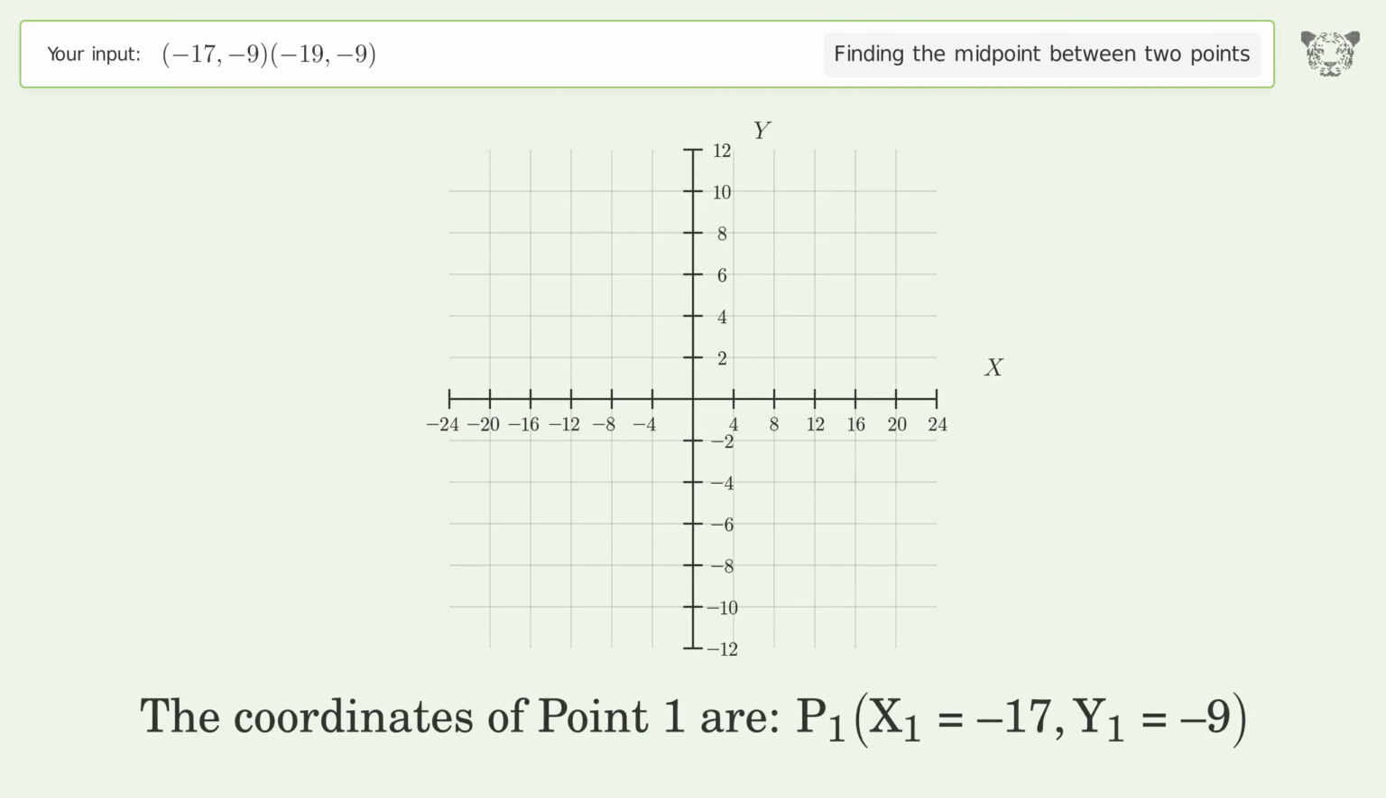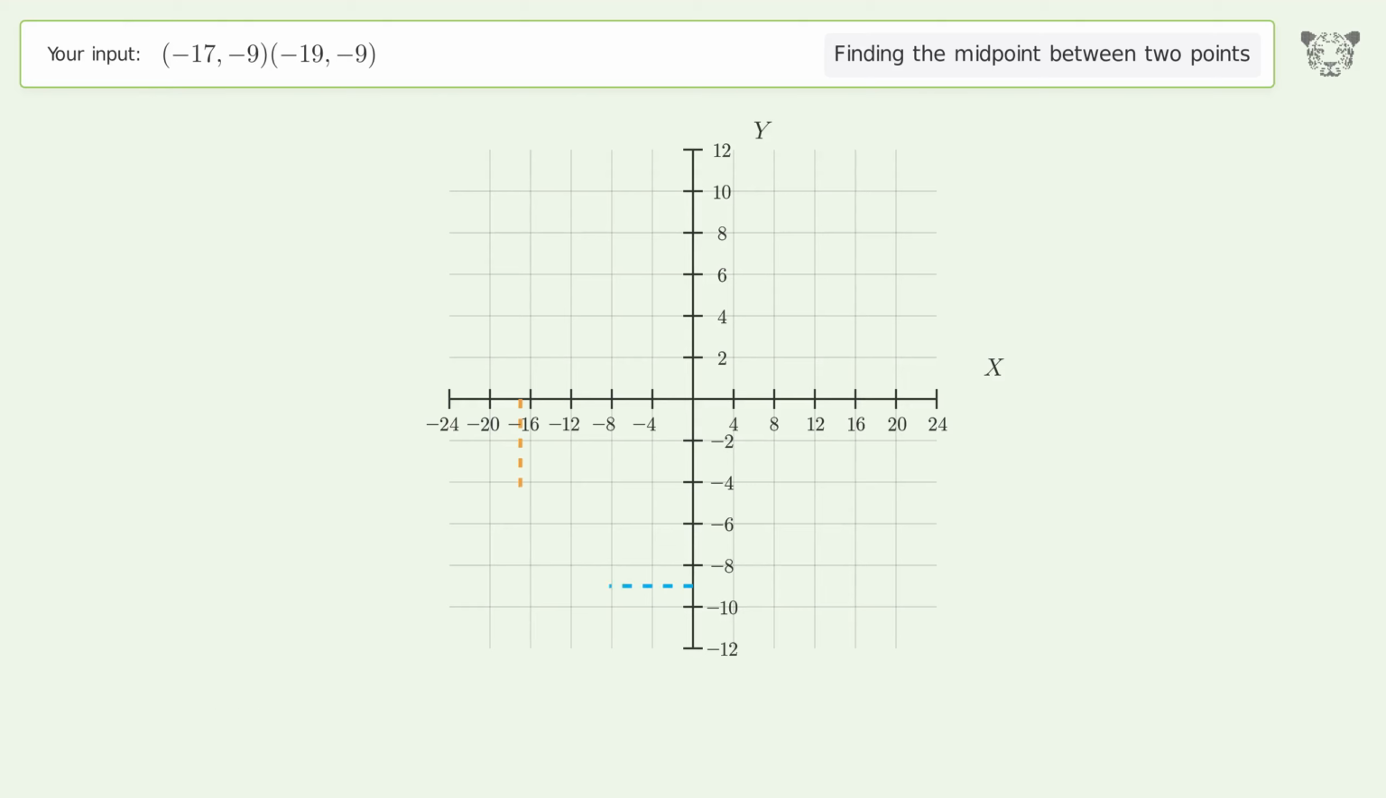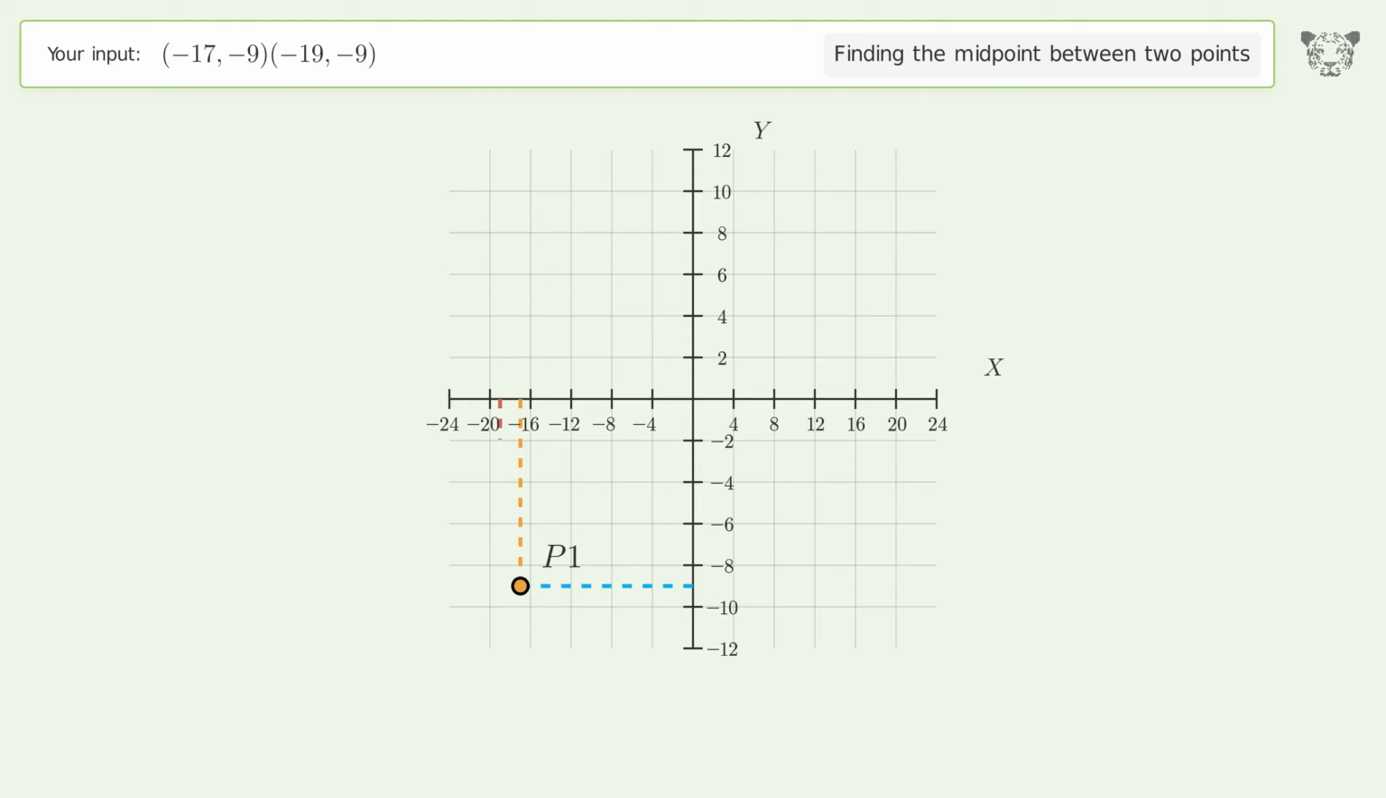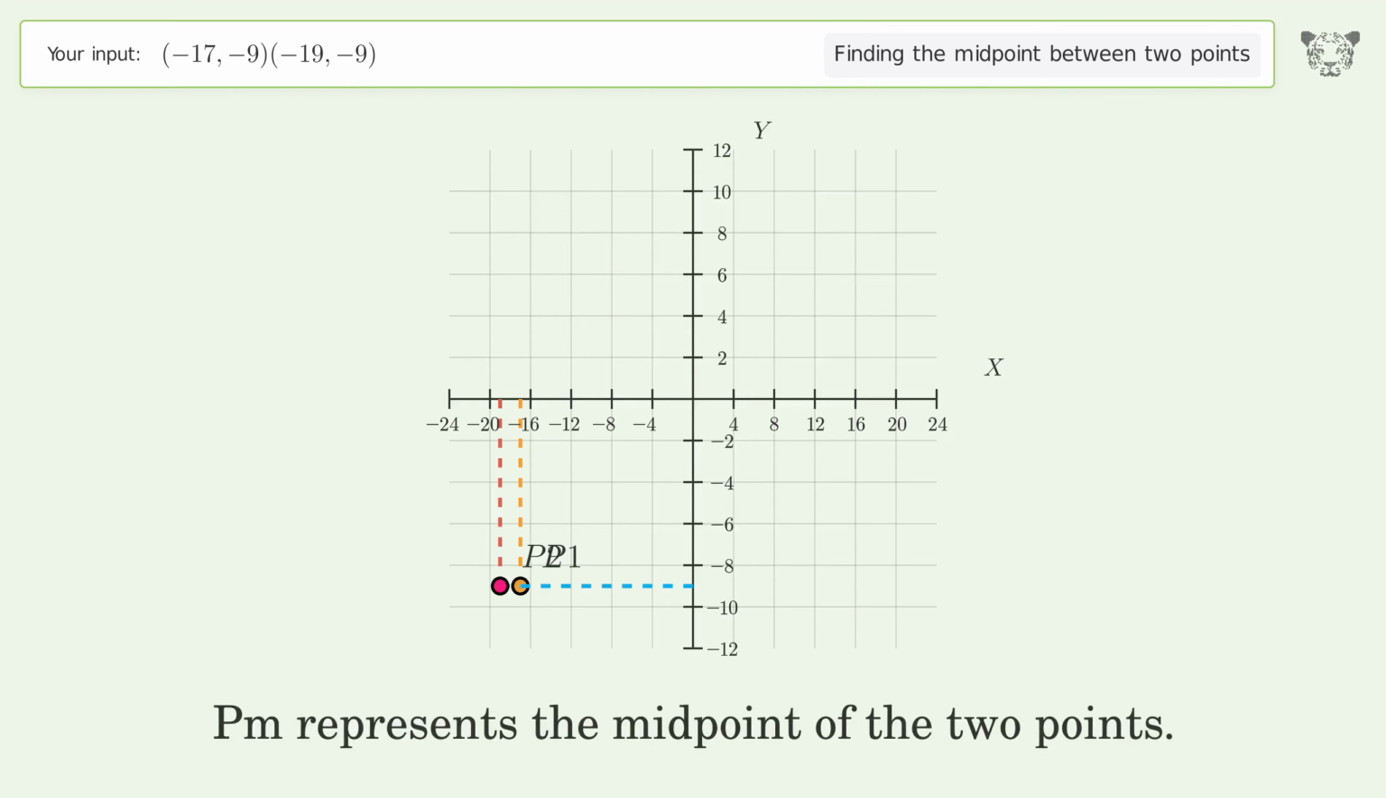The coordinates of point 1 are, x1 equals -17, y1 equals -9. The coordinates of point 2 are, x2 equals -19, y2 equals -9. PM represents the midpoint of the 2 points.